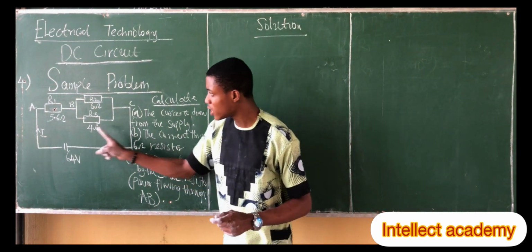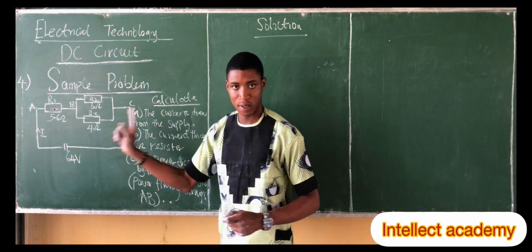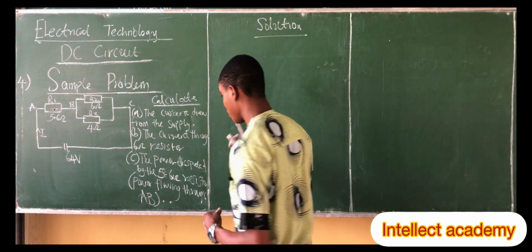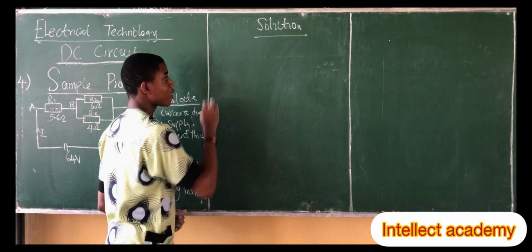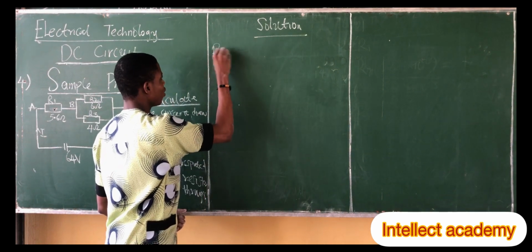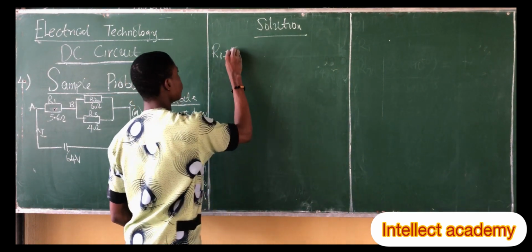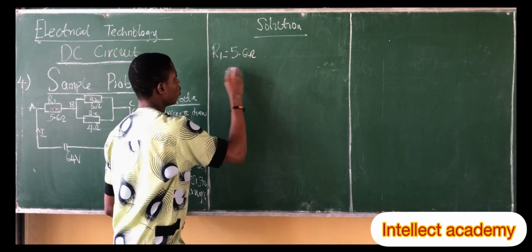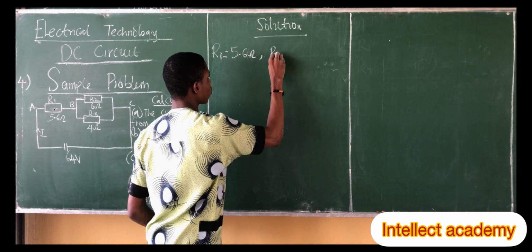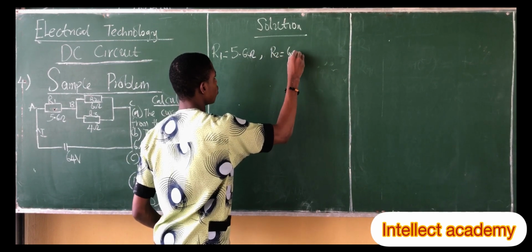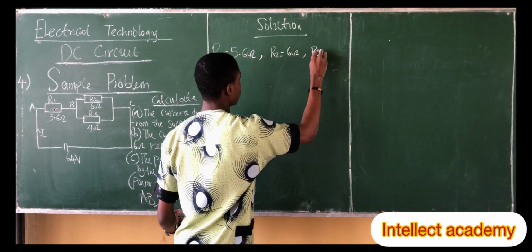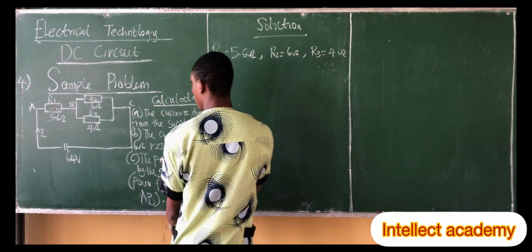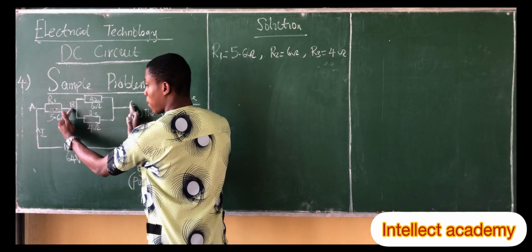So now we're going to take section BC first. We have resistance 1 and resistance 2. Our given parameters: R1 is 5.6 ohms, R2 is 6 ohms, and R3 is 4 ohms. Now we have to take only this part.